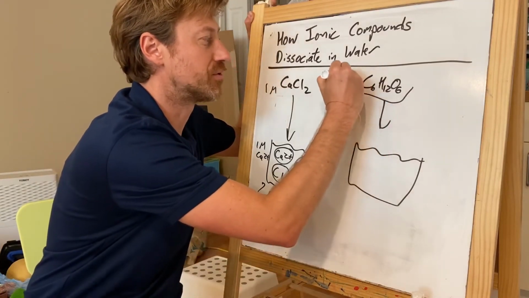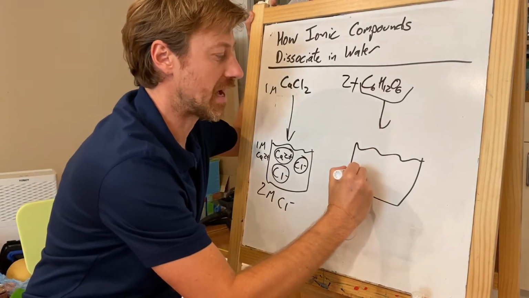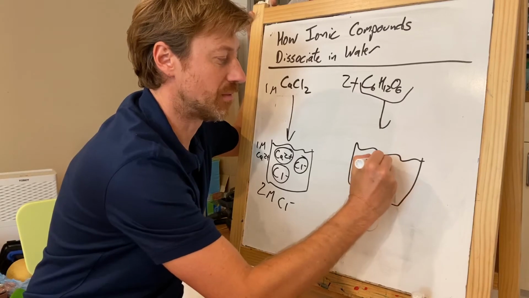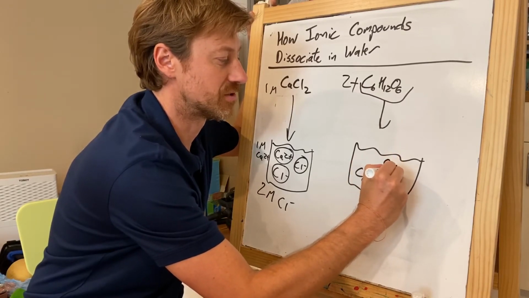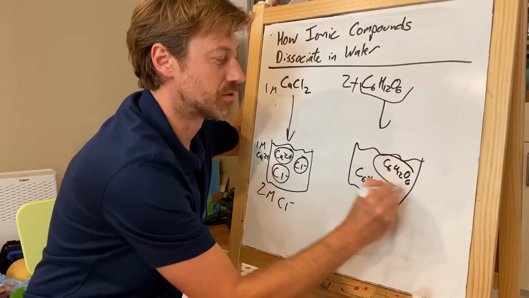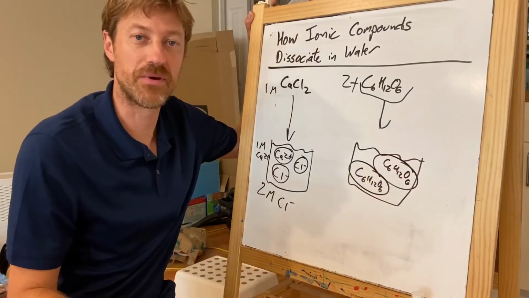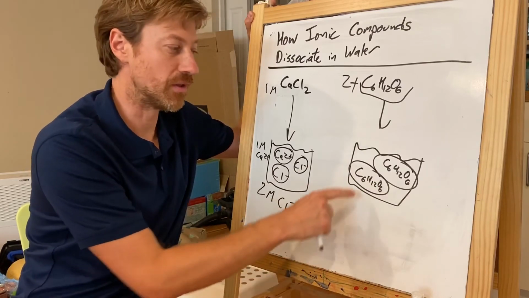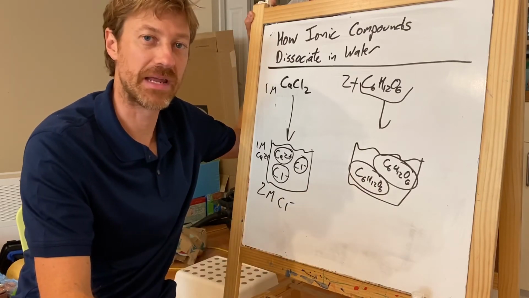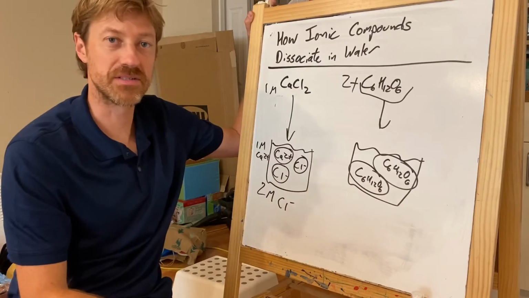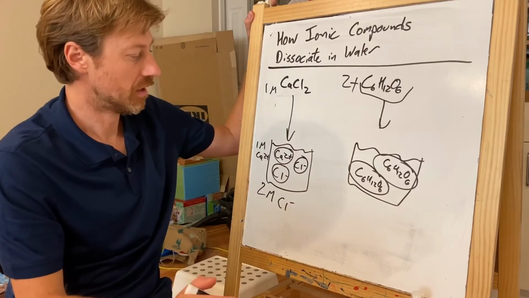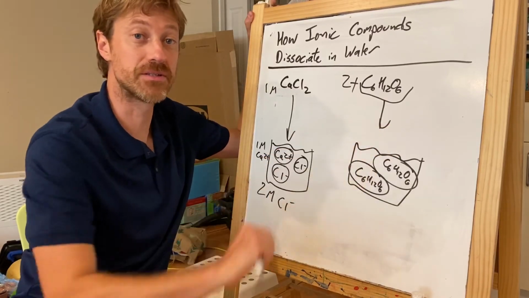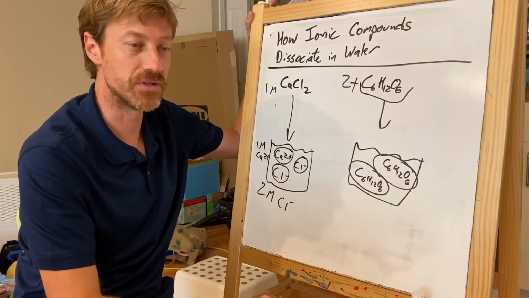So if we have 2 of these, then what we would have is one C6H12O6 and maybe another C6H12O6. So the different molecules are going to separate out, but the individual atoms are going to stay within the molecule. So we don't get the atoms separating out. Here we do get the ions separating out. Okay, let's do one more example. So basically, molecular compounds do not dissociate, but ionic compounds do dissociate.